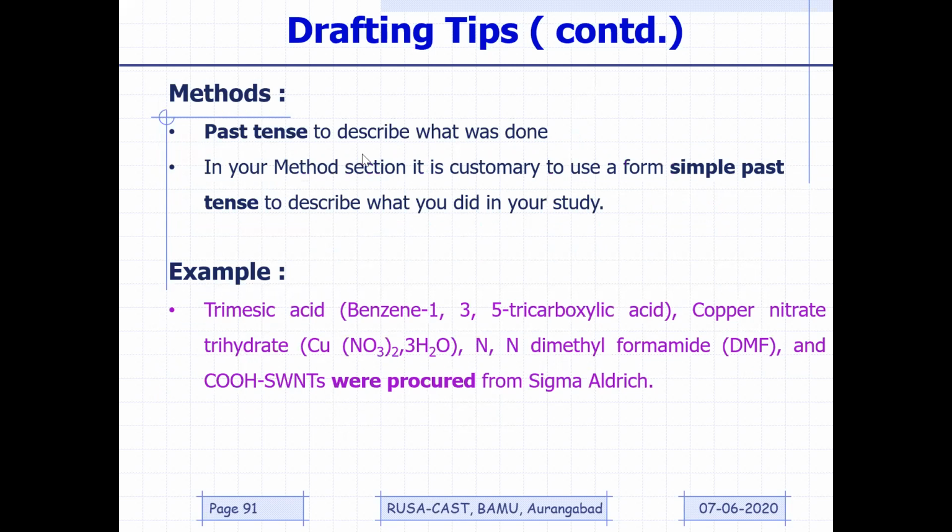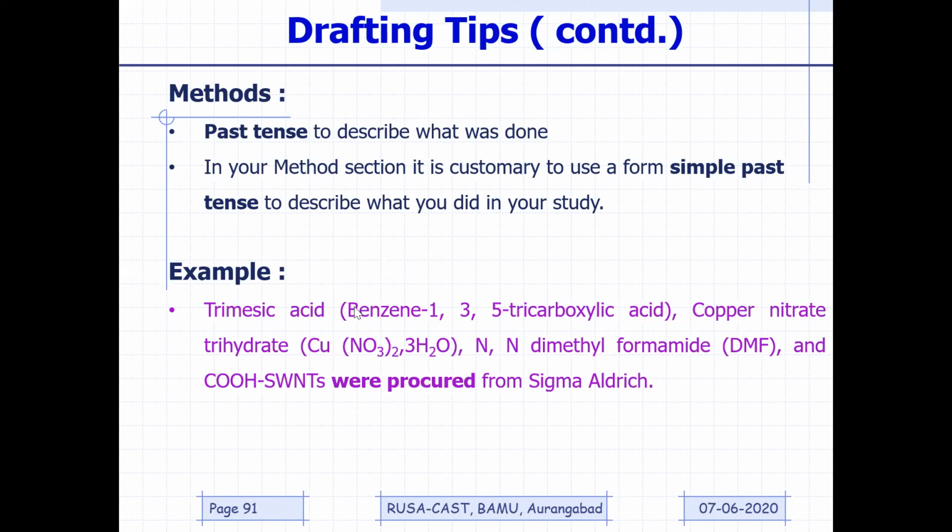Methods. In methods, use past tense to describe what was done, because whatever you have carried out, you need to use past tense to describe it. In your method section, it is customary to use a form of simple past tense to describe what you did in your investigation. For example, these chemicals were procured from Sigma Aldrich. So this is simple past tense.